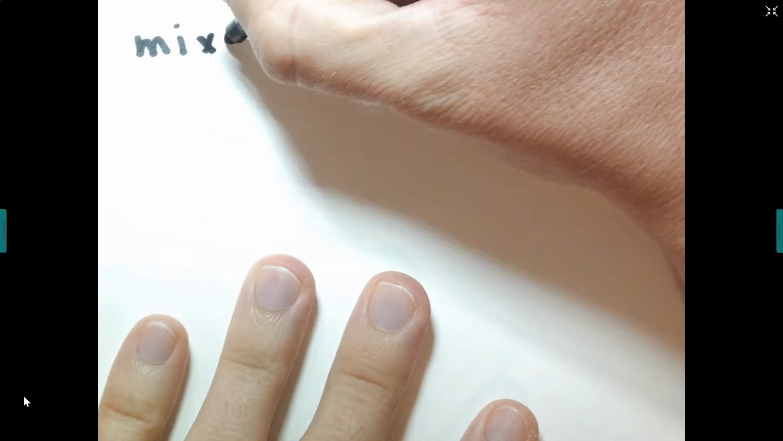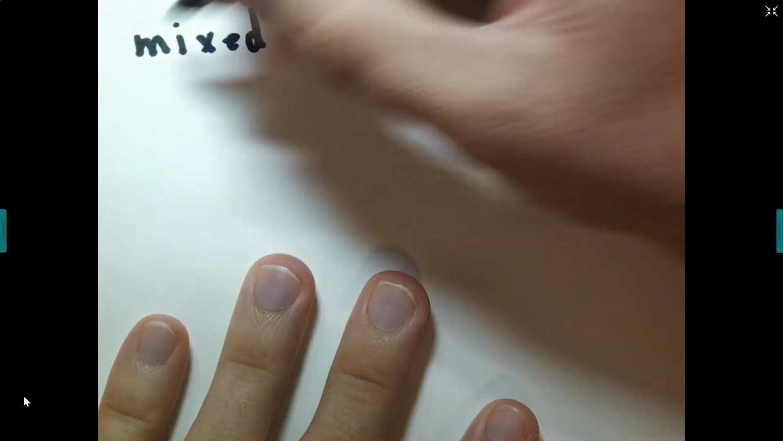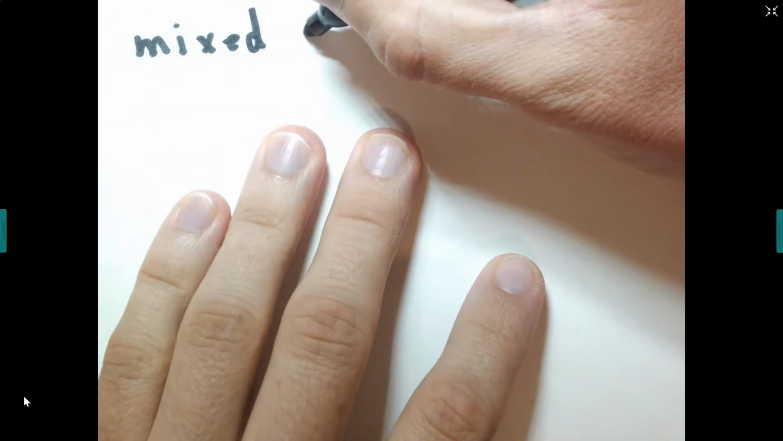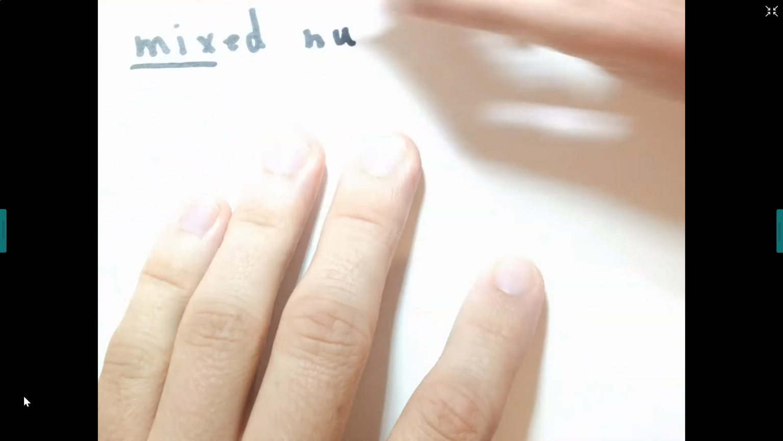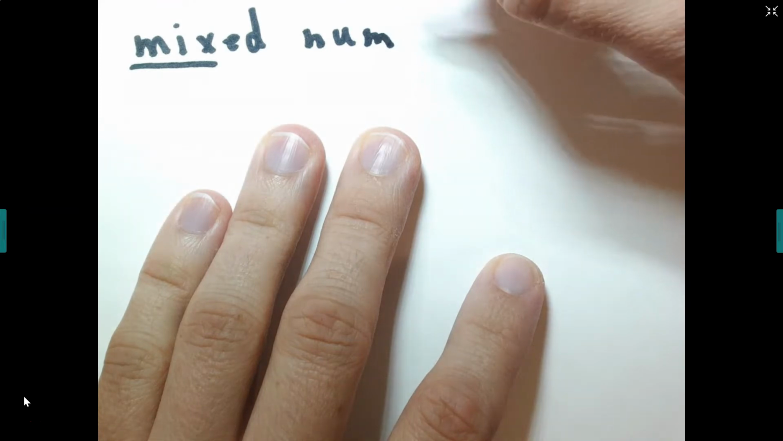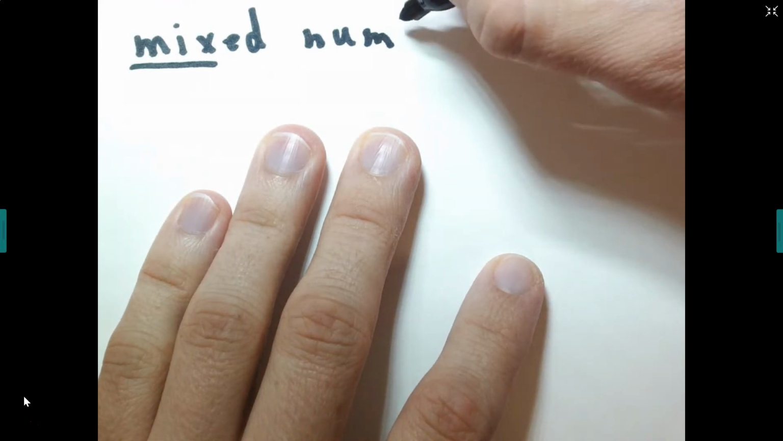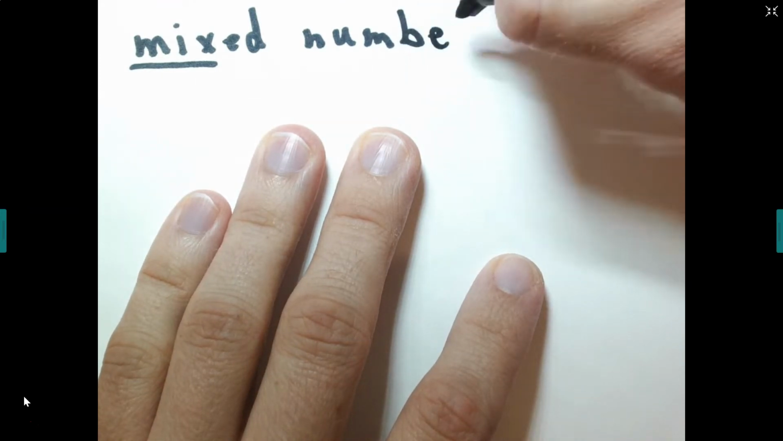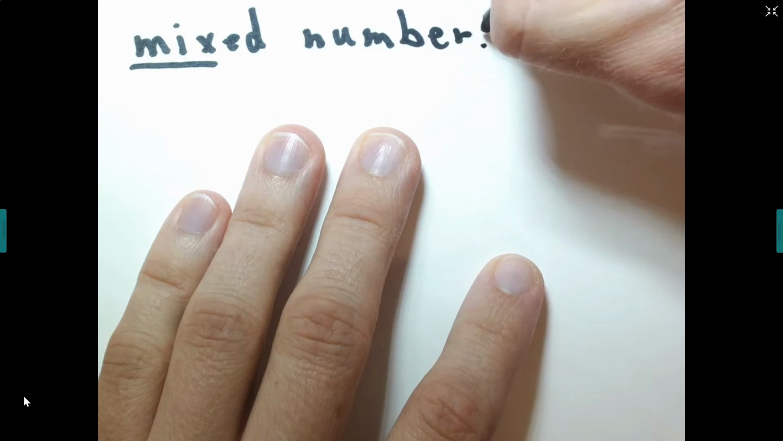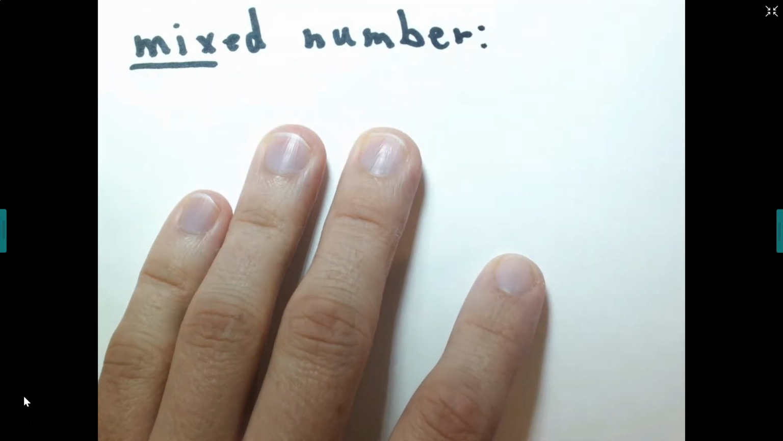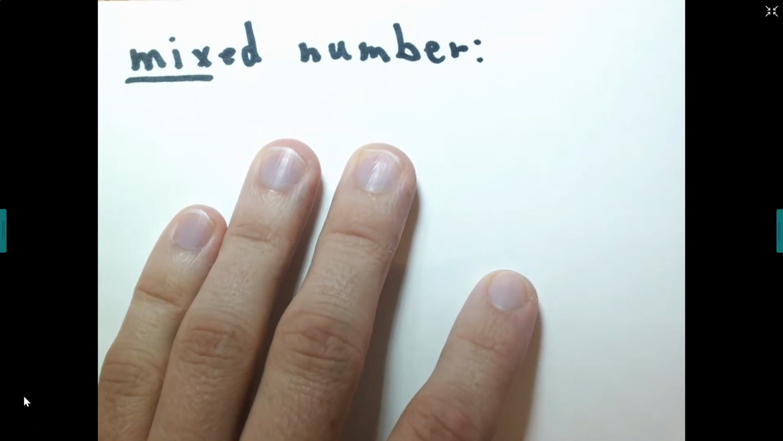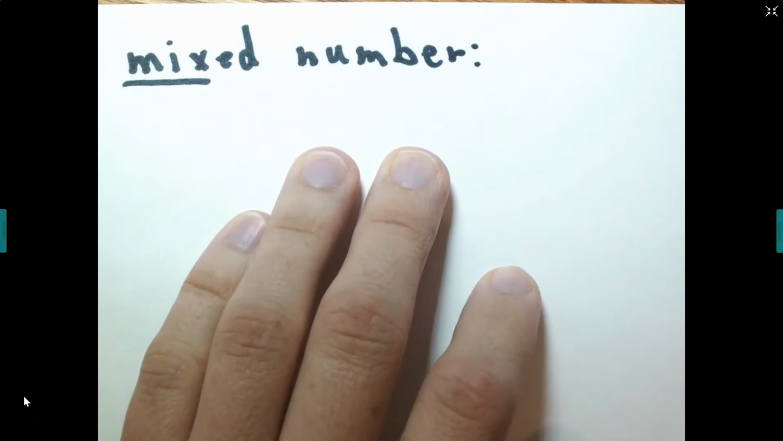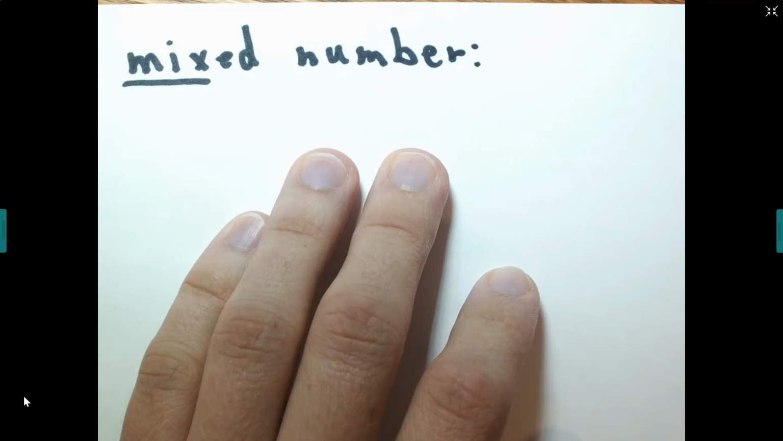A mixed number is a number that is mixed. If you think about the word mix, it refers to two or more things that are combined. So, I'm going to give you the definition for a mixed number. You want to write this down, because you will need it for today's homework. A mixed number, so if you haven't already, pause and get a paper and a pencil.